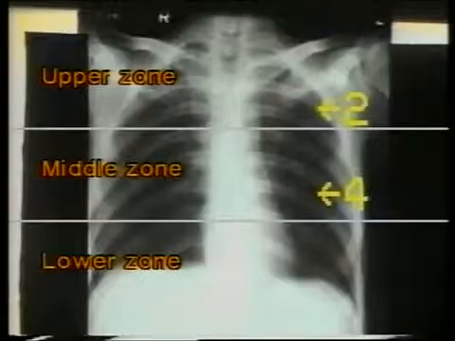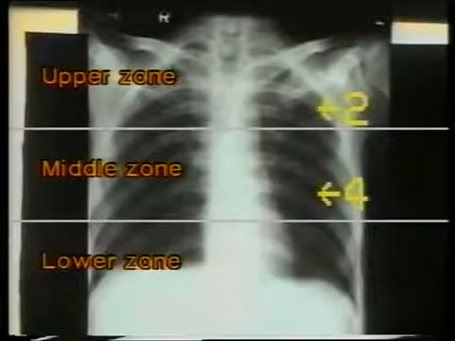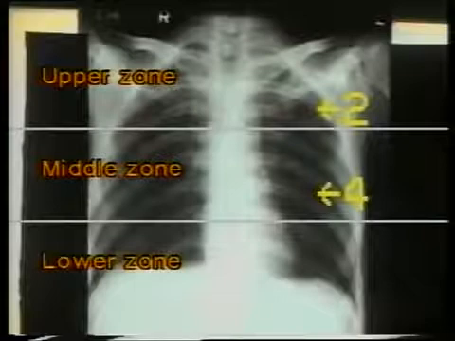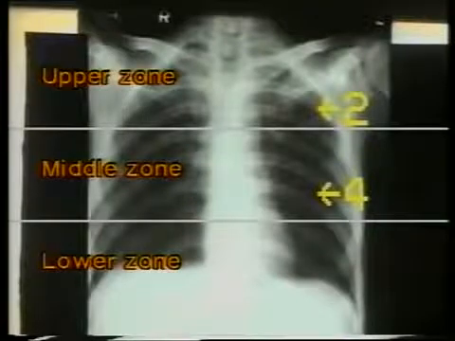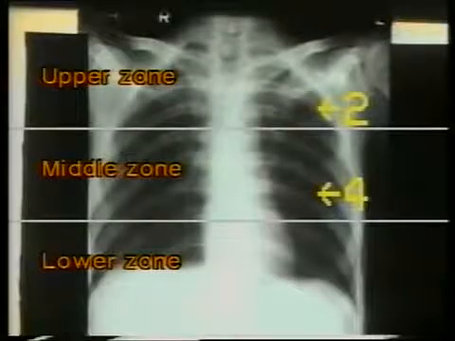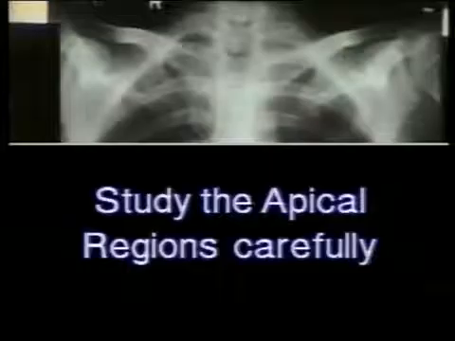If the film is overexposed, more vertebrae are seen and the lungs appear more translucent. Now first study the lung fields in the three zones, upper, middle and lower. Upper zone is the area above the anterior end of the second rib. Lower zone is the area below the anterior end of the fourth rib. And middle zone is between the anterior ends of the second and fourth ribs. Compare the lung fields on the right and left side in the upper, middle and lower zones. The lung fields should be equally radiolucent on both sides at equivalent levels.